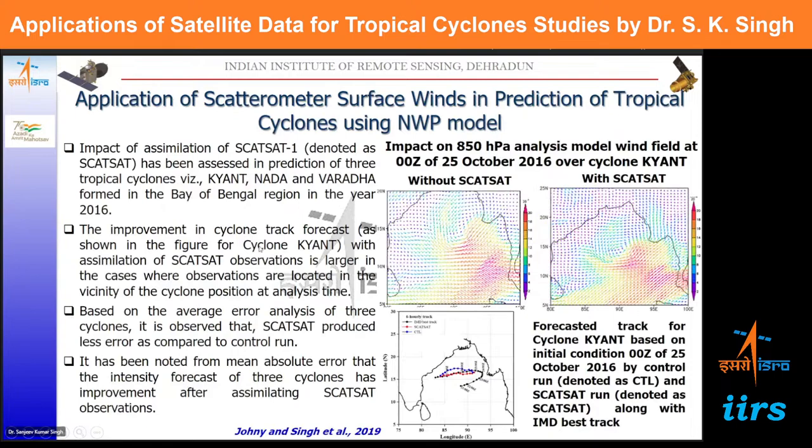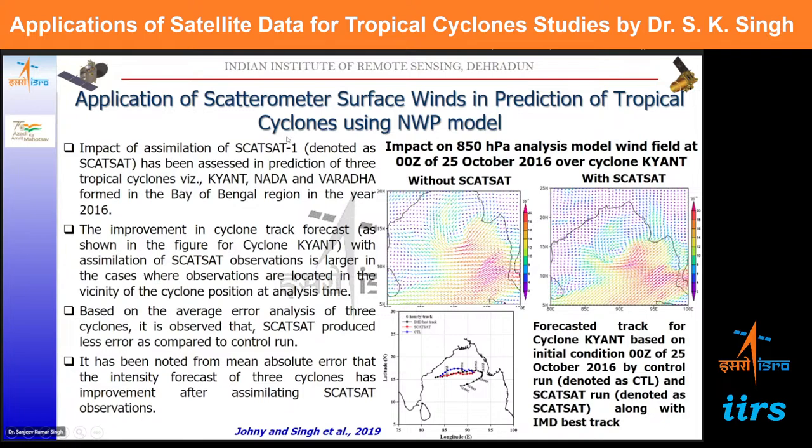Another application of the spectrometer data: using the satellite, you can continuously monitor any weather phenomena, but you cannot predict. If you want to predict the weather phenomena, you have to use the model. So the role of the satellite data is that you can use it in the model through data assimilation and other techniques. You assimilate this observation in the numerical weather prediction model and try to improve the forecast.